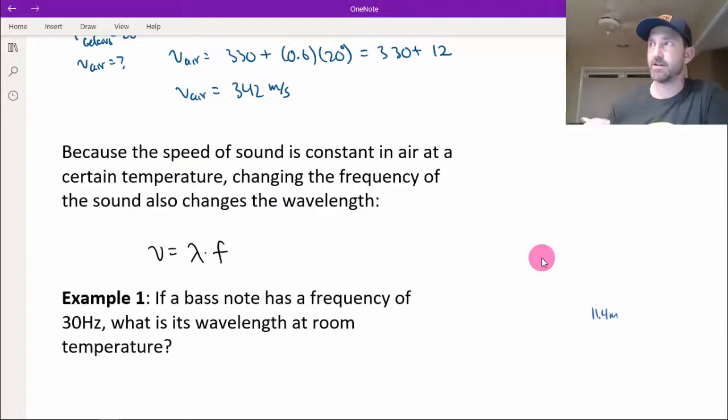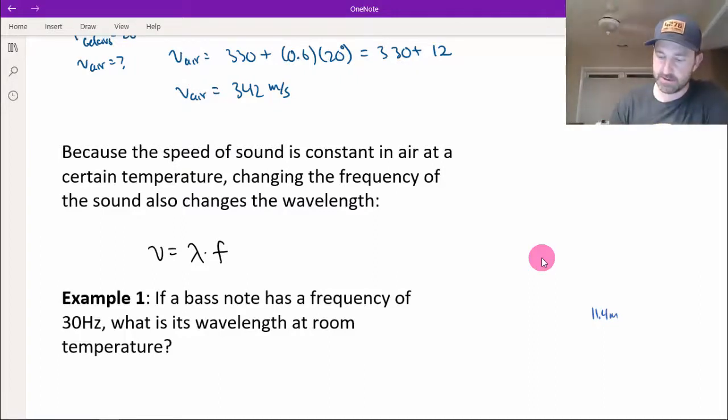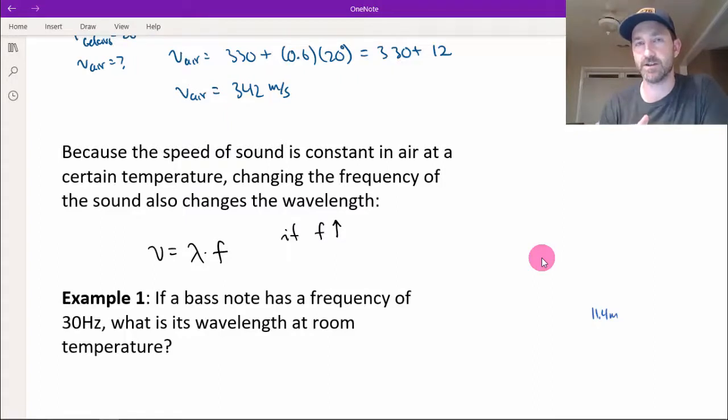So if I am playing like a flute or a saxophone or a guitar, and I produce a sound that is vibrating the physical material and vibrating the air at a higher rate of frequency, so more vibrations per second, if f increases in this formula right here, the product of frequency and wavelength has to stay constant.